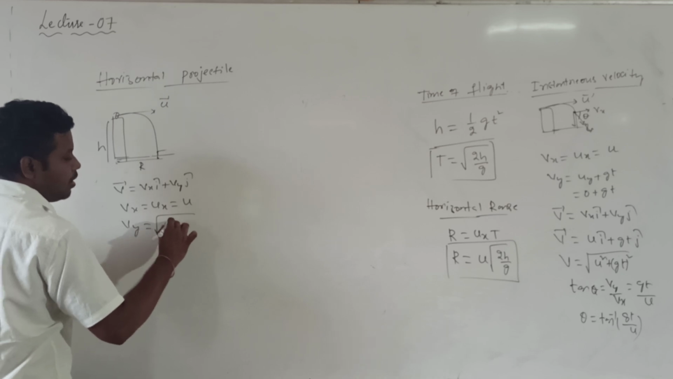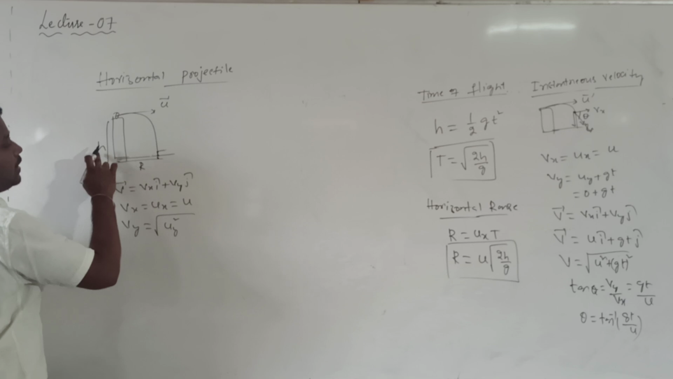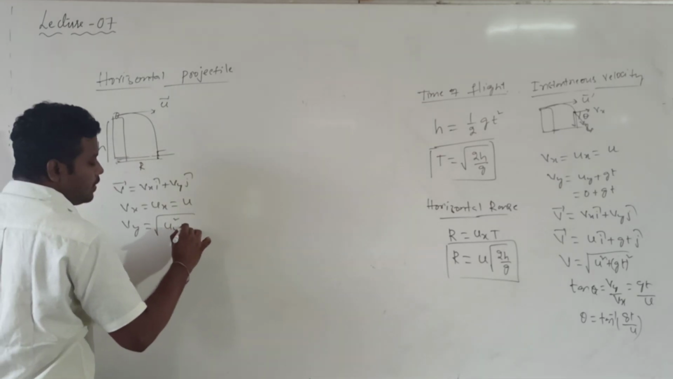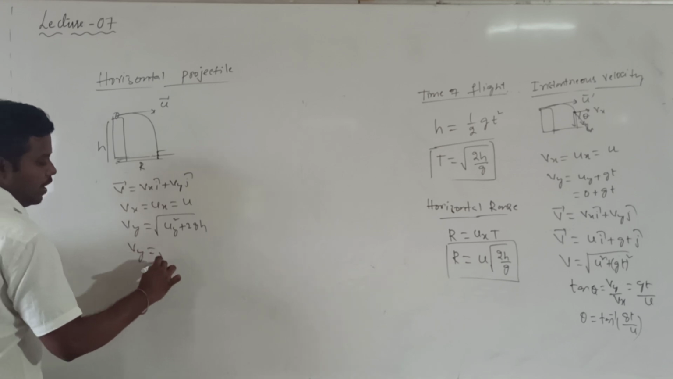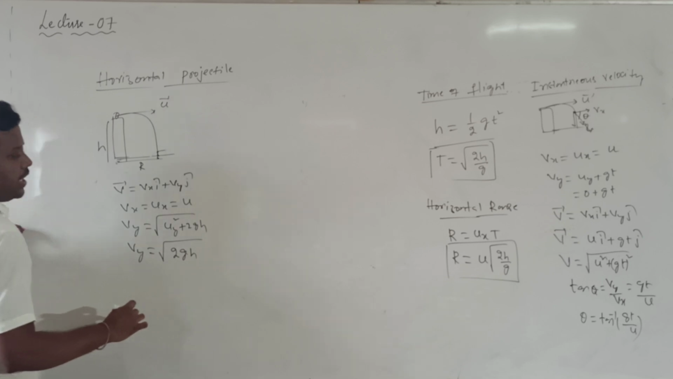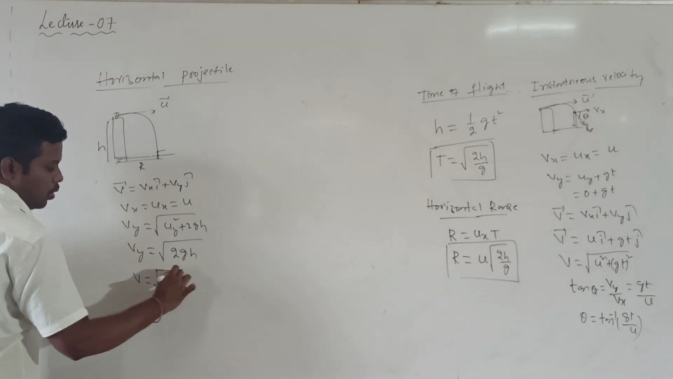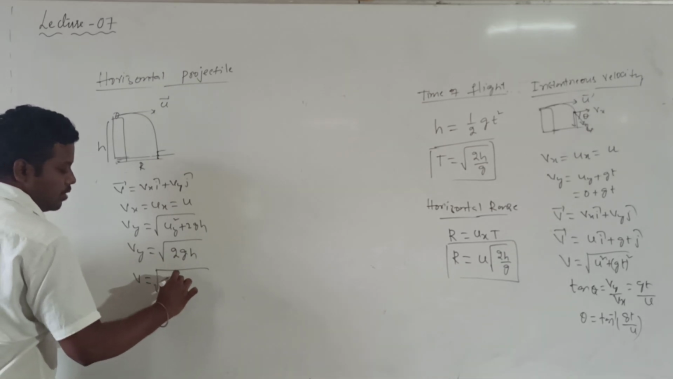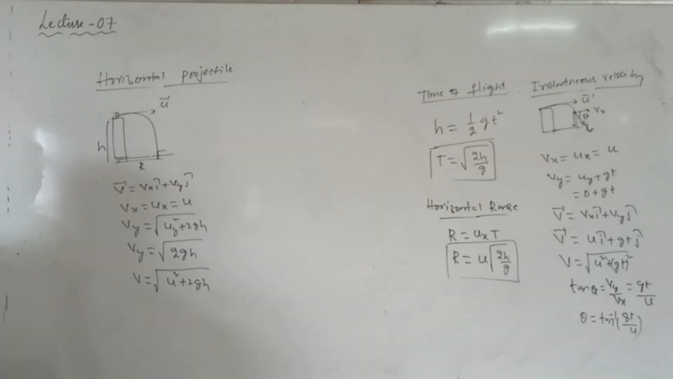What about vy? Here I will get vy from vy square is equal to uy square plus 2 g h, because I know the net displacement, from here to here, is h. So vy is equal to root over uy square, which is 0, plus 2 g h, so vy is root over 2 g h. Then v is equal to root over vx square plus vy square, so root over u square plus 2 g h. This is the formula for the velocity with which it will hit the ground.